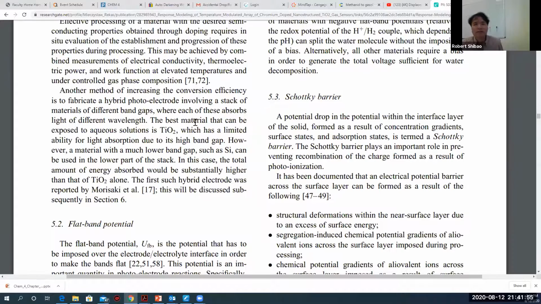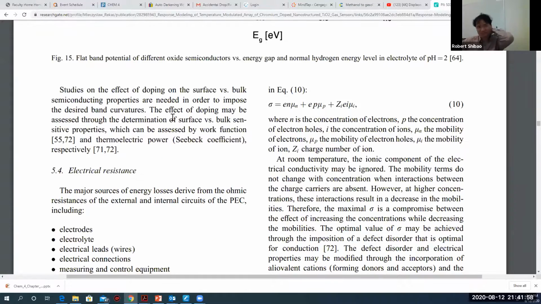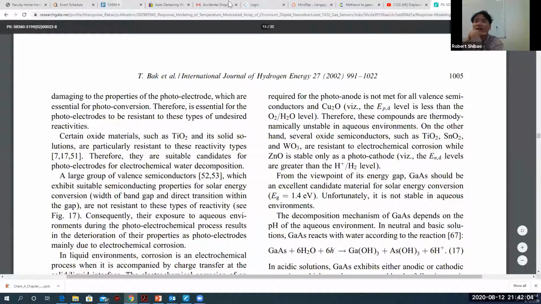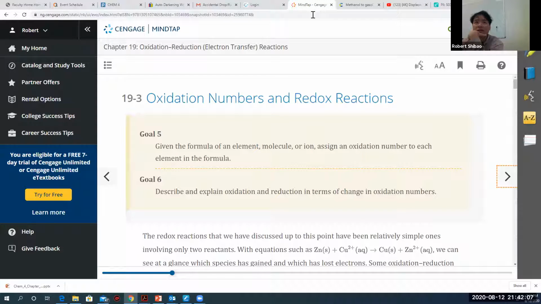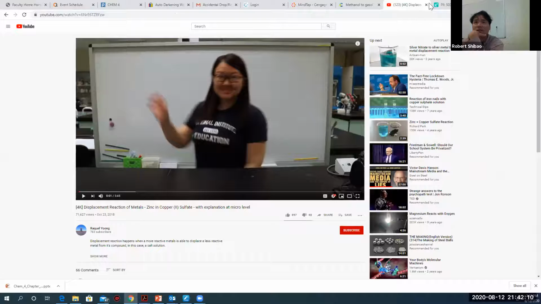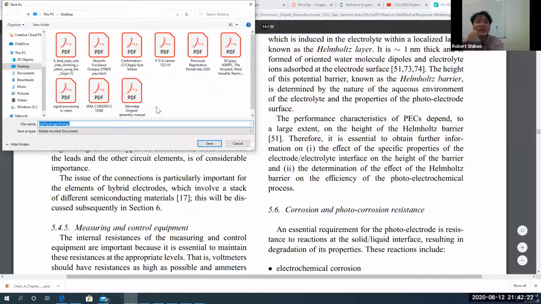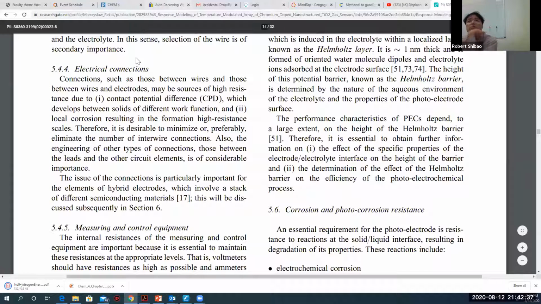A lot of research is going into this. Okay, well, that's probably enough. I'm going to save this. I mean, if they're giving this paper away, from the International Journal of Hydrogen Energy, I'm going to take a copy of that. But it's a little old, 2002. So I'll just save it on the desktop.